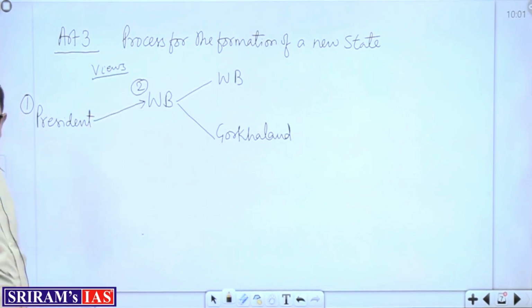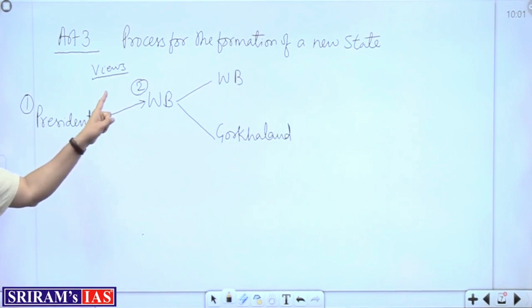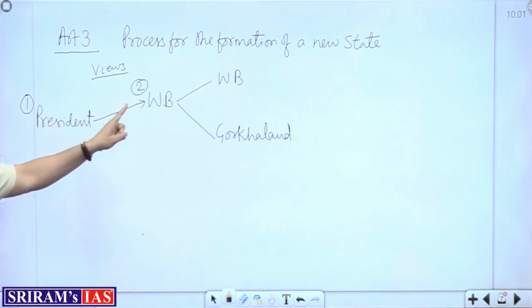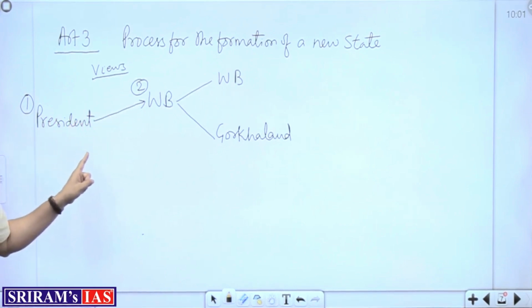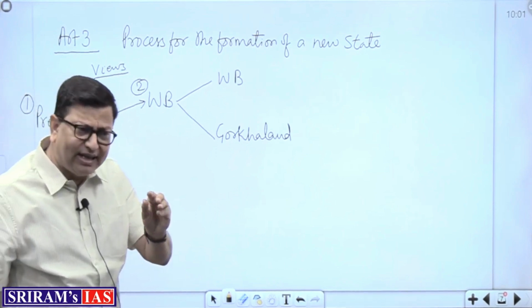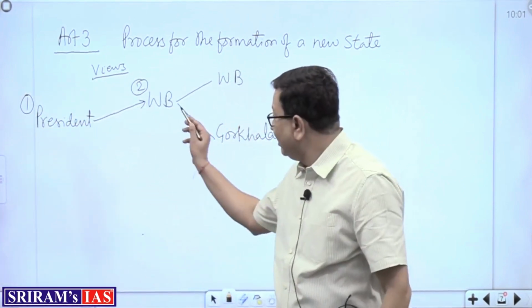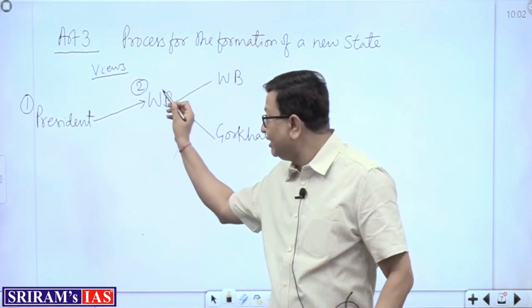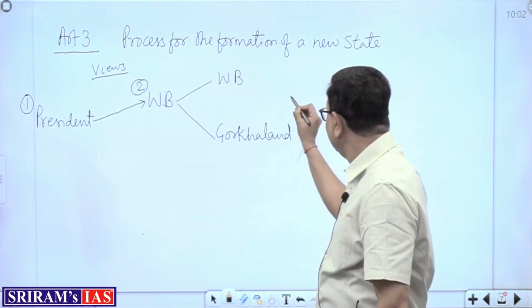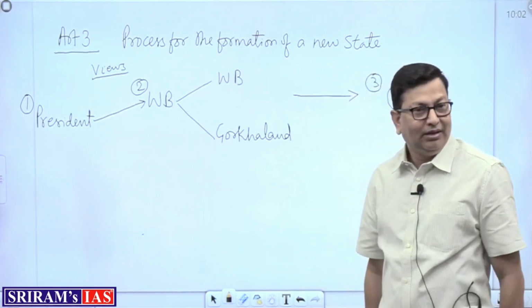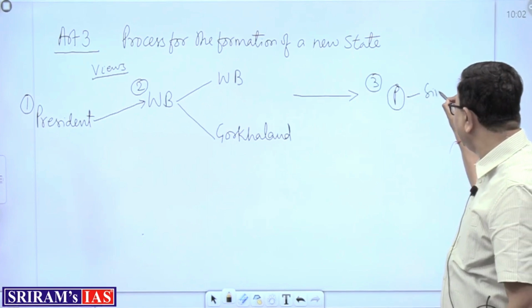The West Bengal Assembly will have to give its views, not consent, views, within a specified time fixed by the President. It can be 1 month, 15 days, or 10 days. After the lapse of the time frame given by the President, it will be assumed that West Bengal has given its views. Even if it has rejected the bill, it hardly matters. After the views have been given or not given by West Bengal, the bill will be presented in the Parliament. The Parliament will have to pass the bill by a simple majority.